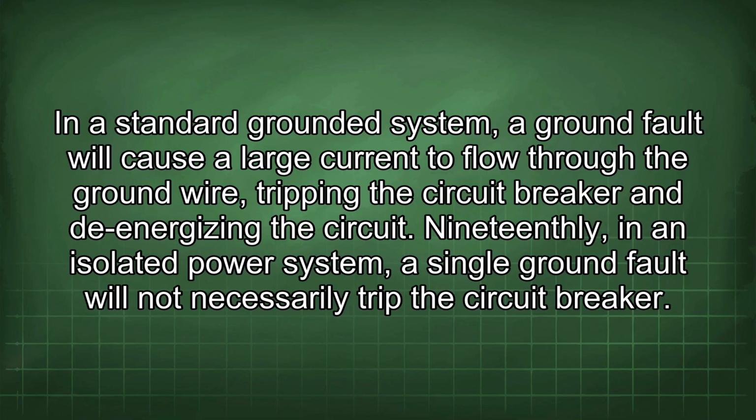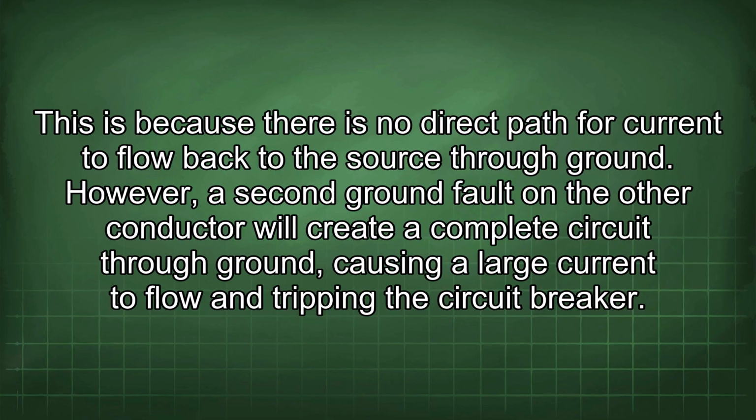19thly, in an isolated power system, a single ground fault will not necessarily trip the circuit breaker. This is because there is no direct path for current to flow back to the source through ground. However, a second ground fault on the other conductor will create a complete circuit through ground, causing a large current to flow and tripping the circuit breaker.